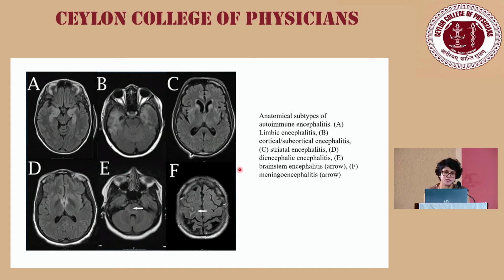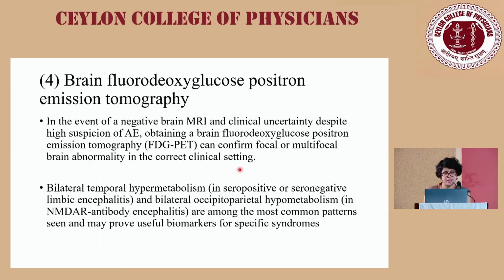Here, panel A shows the limbic encephalitis, B, the cortical or subcortical encephalitis, C, the striatal involvement, D, the diencephalon involvement, E, brainstem, and F, meningoencephalitis. If they have the characteristic clinical spectrum with the MRI, pending the neuronal autoimmune panel, we can of course characterize the antibody-mediated syndrome then and there.